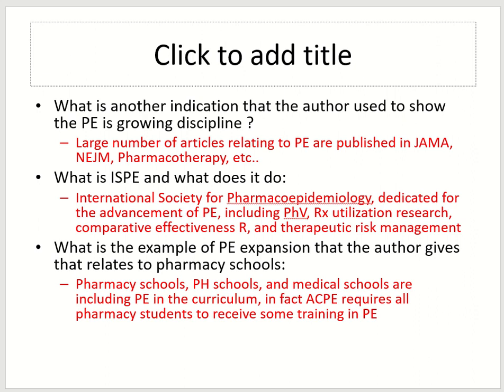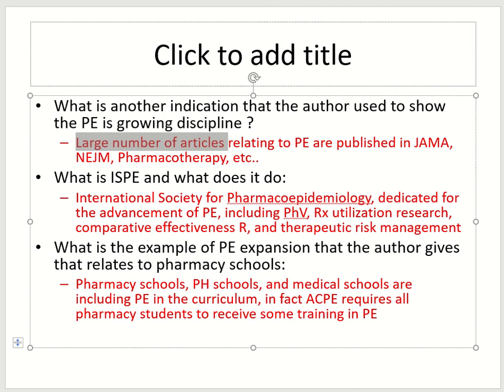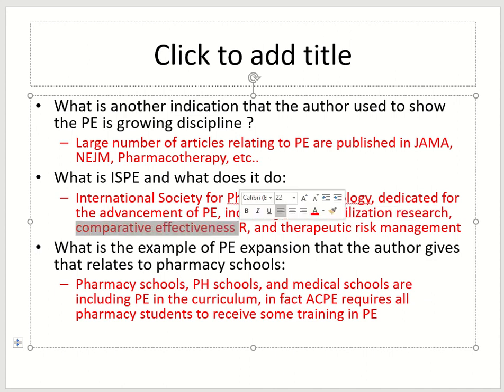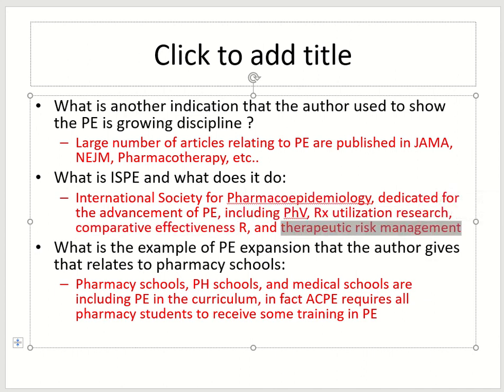Pharmacoepidemiology is a growing discipline, and what can attest to that is the large number of articles that have been published in journals like JAMA and the New England Journal of Medicine. Also, the International Society of Pharmacoepidemiology has been created, dedicated to the advancement of pharmacoepidemiology, including pharmacovigilance, drug utilization research, comparative effectiveness of drugs, and therapeutic risk assessment.